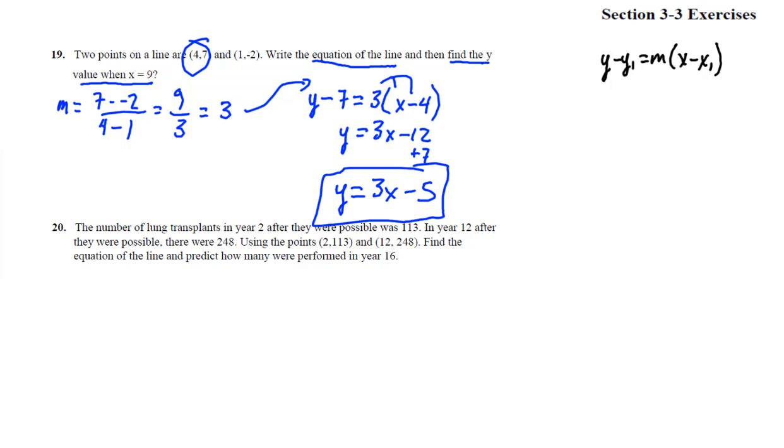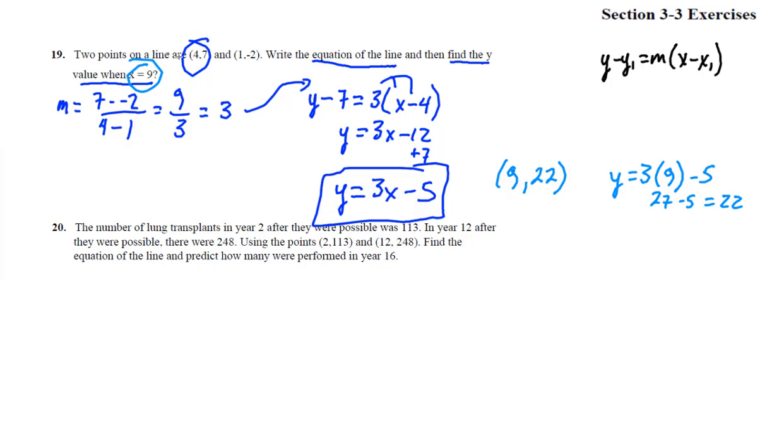Alrighty, let's do that. Let's change colors just a little bit so we know what we're doing. It says when x equals 9. So we take x equals 9 and stick it in, and we get y equals 3 times 9 minus 5. So that's 27 minus 5 equals 22. So y is going to equal 22, so the point (9, 22) is on that line.